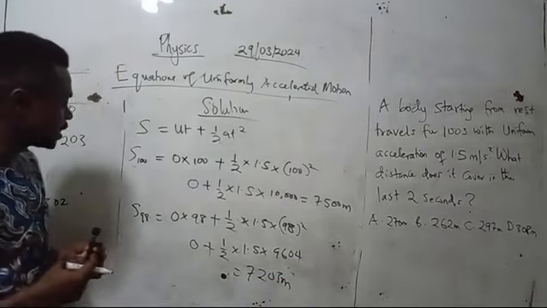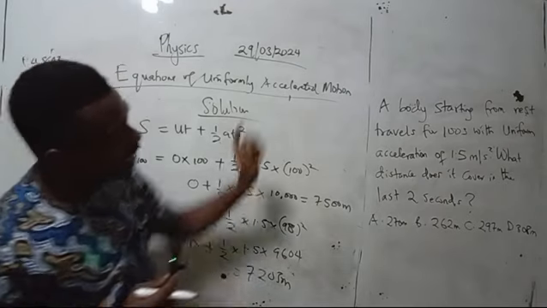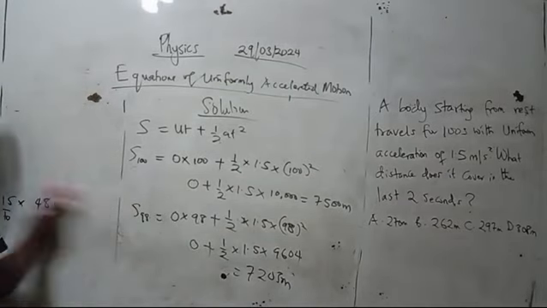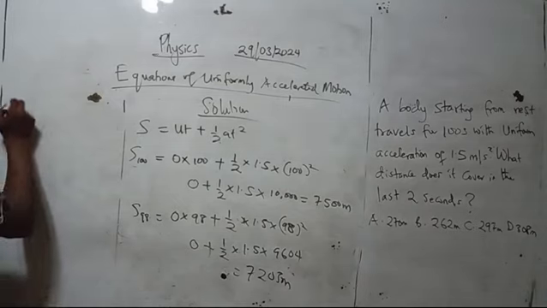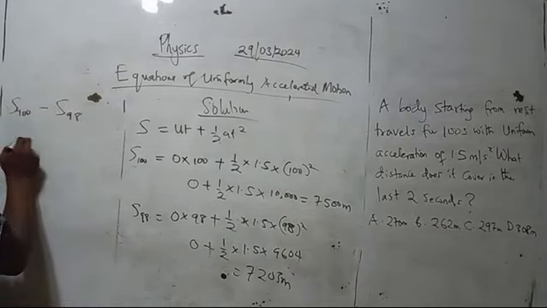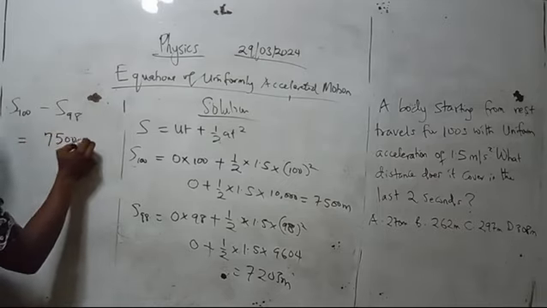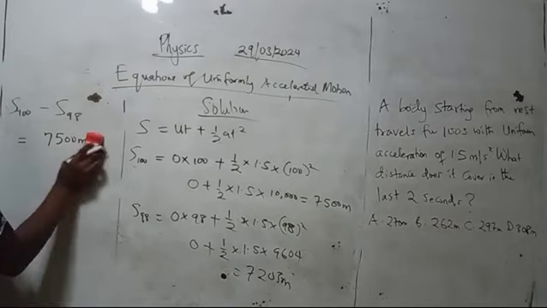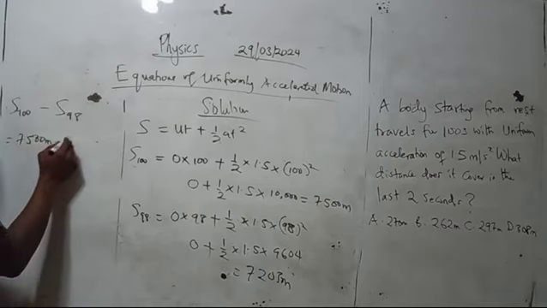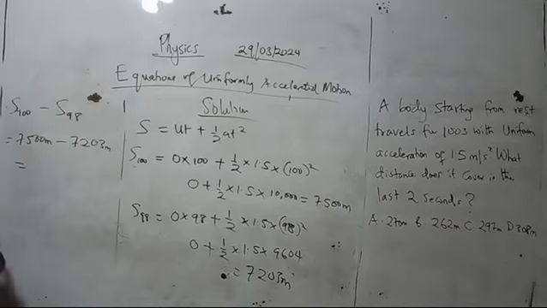If you want to calculate the distance traveled in the last 2 seconds, you subtract the distance in 98 seconds from the distance in 100 seconds, which is equal to what? 7,500 meters minus 7,203 meters. This will give us what?